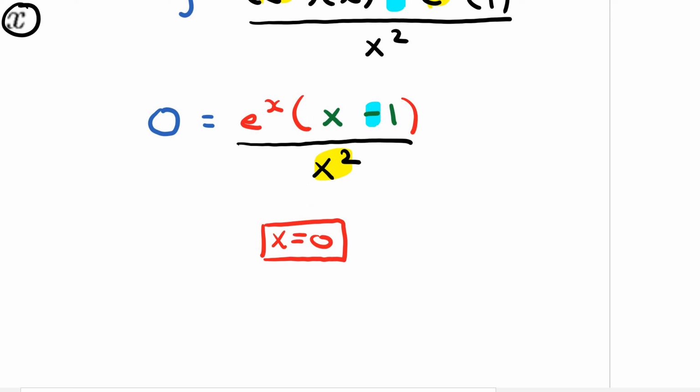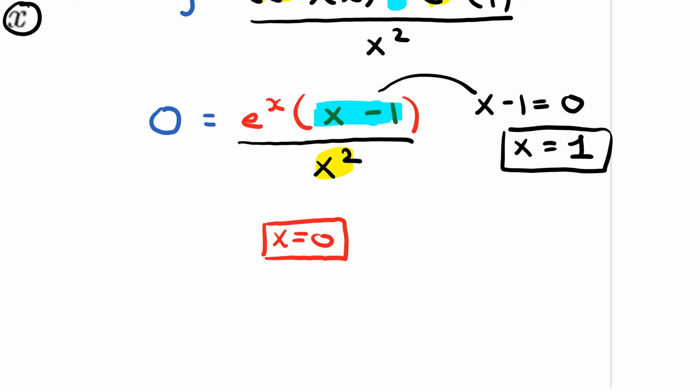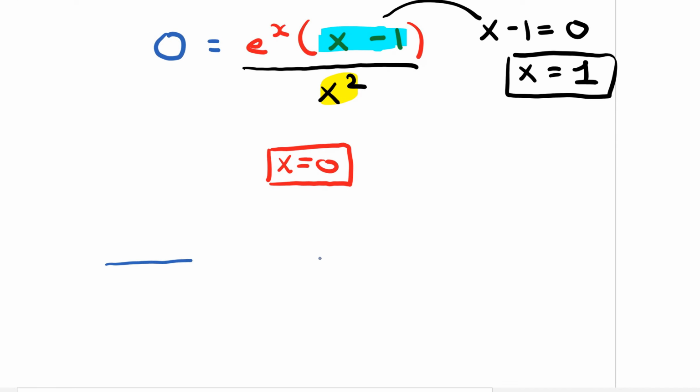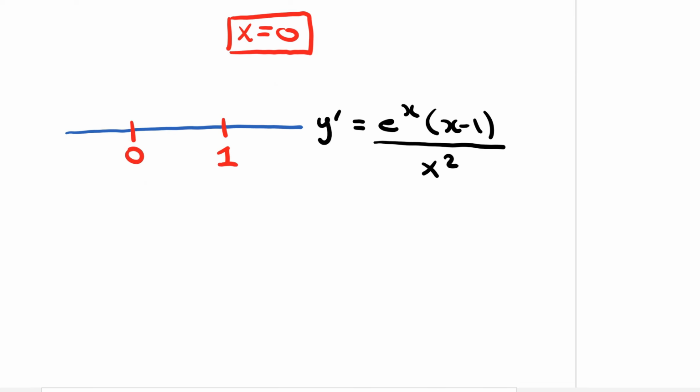And then let's take a look at this whole thing right here, x minus 1. If I set that equal to 0, that means x equals 1. Now, if x equals 1, that would make the numerator equal to 0, and that would mean that the derivative is equal to 0, so x equals 1 is another critical point. Okay, so those are my critical points, and what we're going to do now is draw a number line here, and plug in 0 and 1 on that number line, and my derivative here, y prime, is equal to e to the power of x, bracket x minus 1, divided by x squared. Alright, so let's test the regions here.